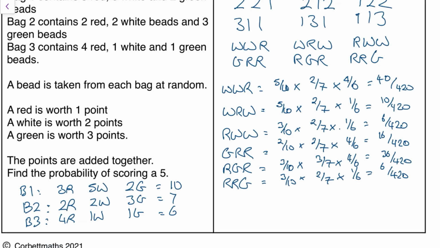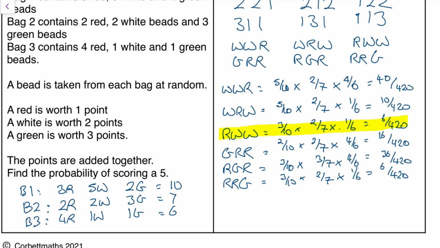Okay, and the video will have cut there and come back to me having filled in the whole table. So just to explain a line, just so you know what I've done. For example, this line here, I've considered in order to get 5 points, I'm picking a red ball, 1 point, and then a white and a white, which are 2 points each, which gives me 5 in total, in that order. So the 3 out of 10 comes from the 3 red balls in bag 1, 2 out of 7 from the 2 white balls in bag 2, and 1 out of 6 from the one white ball in bag 3. Then I multiply all those probabilities together, which gives me 6 over 420.